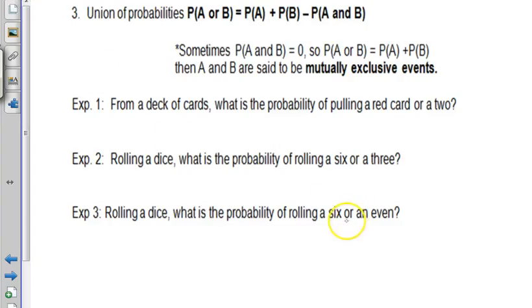All right. This is where it gets a little hairier. Okay. This is talking about if you say probability of A or B. Okay. There's a fancy way of doing this. You can say it's the probability of A plus the probability of B minus the probability that both things happen. That just confuses the heck out of me.